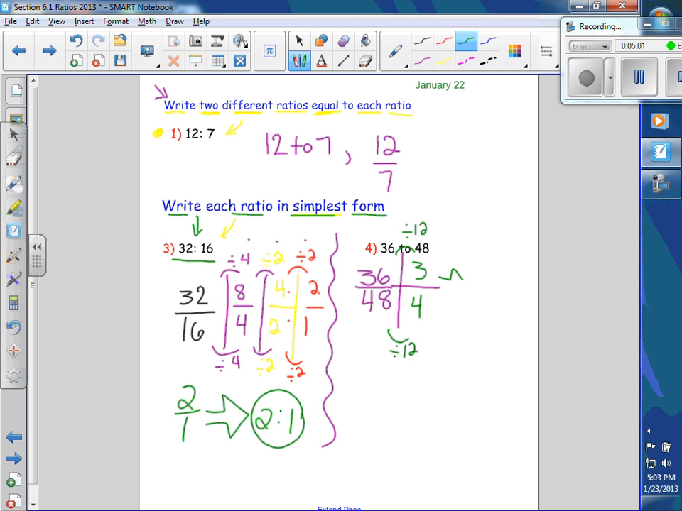But remember, I want to write my final answer in the same form as the original problem. The original problem used words, so that's how I'm going to write my final answer. 3 to 4.